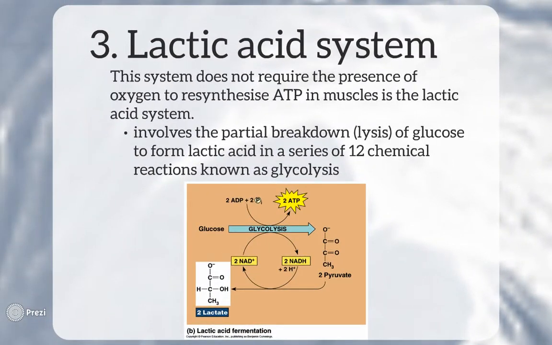Lactic acid system. This does not require the presence of oxygen to resynthesize ATP in the muscles. Rather, it involves the partial breakdown of glucose to form lactic acid.